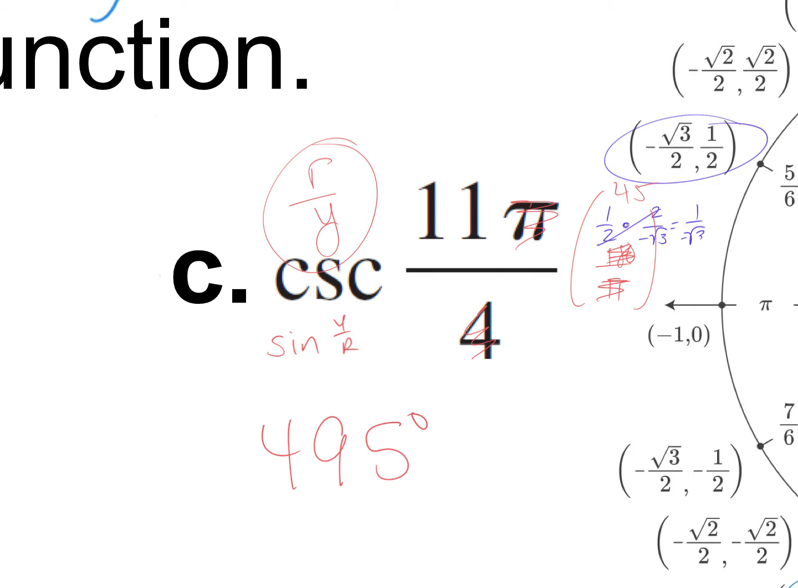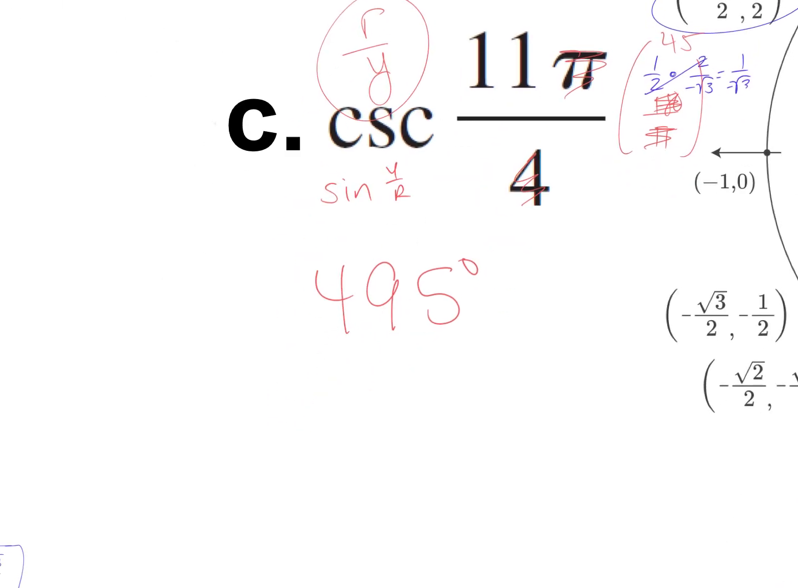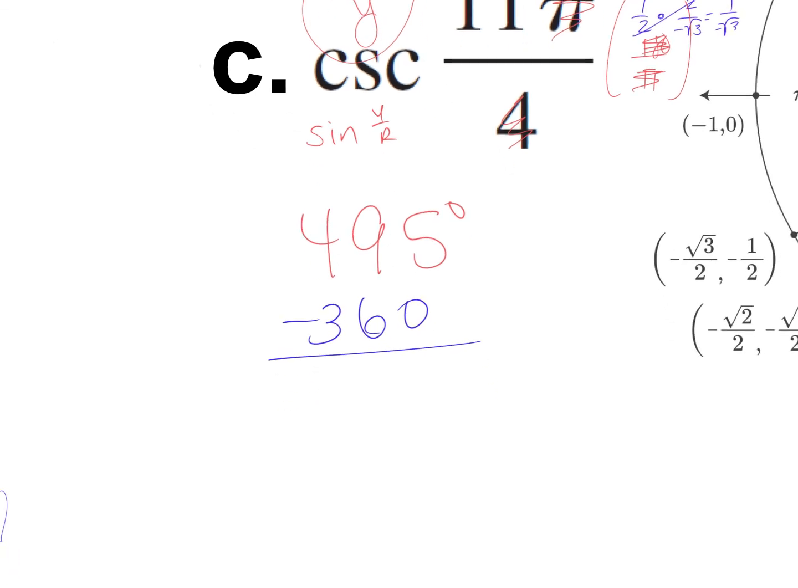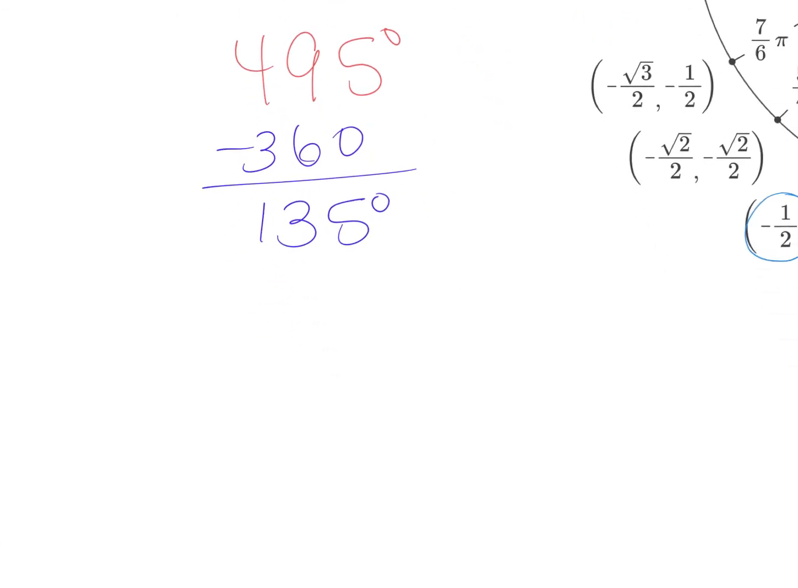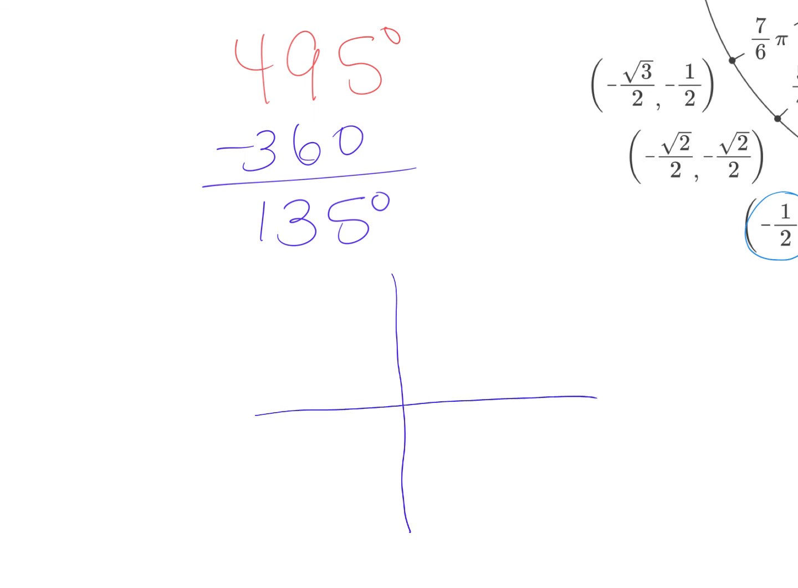But I don't know what quadrant 495 is in. How would I figure that out? Let's subtract the circle. Subtract 360. So when I subtract 495 minus 360, do I get how much? 135. Okay. Again, we haven't answered anything yet. We're just figuring out where this angle is even that we're talking about. What quadrant is 135 degrees in? Okay, so it's over here somewhere.